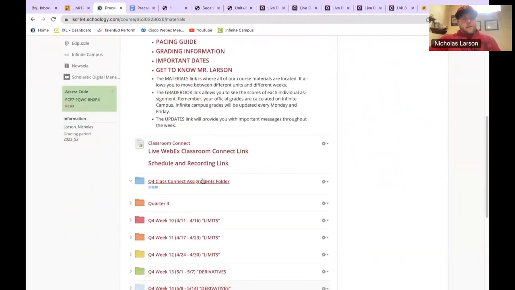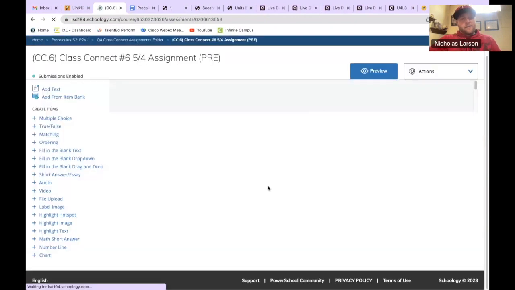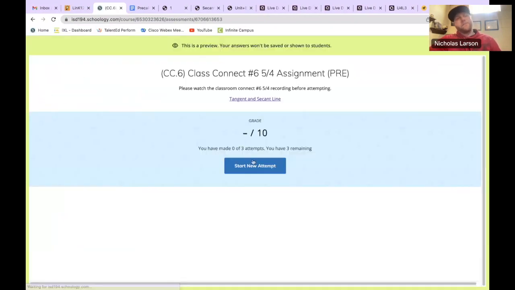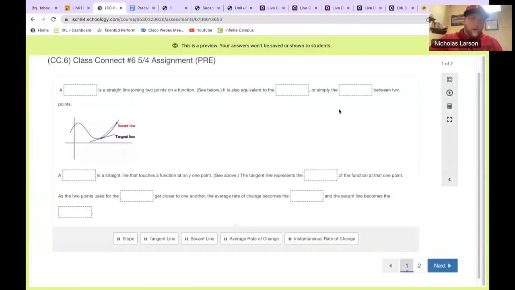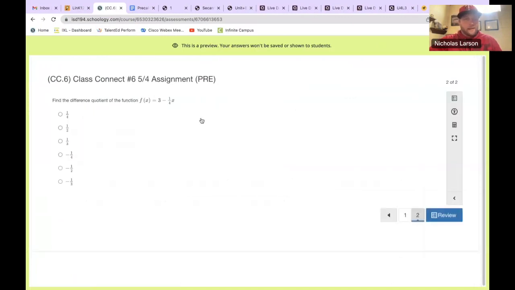Class Connect assignments folder, Class Connect right here. This was what we talked about at the beginning. Go ahead, fill in the blank where appropriate. And this is the example that we just did. Let me know if you have any questions.